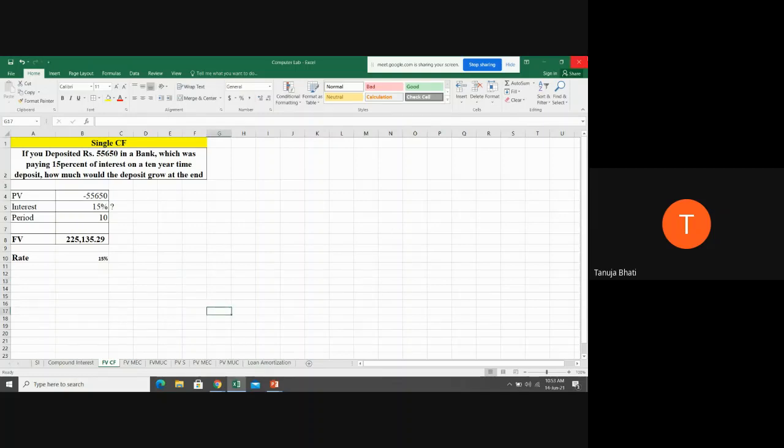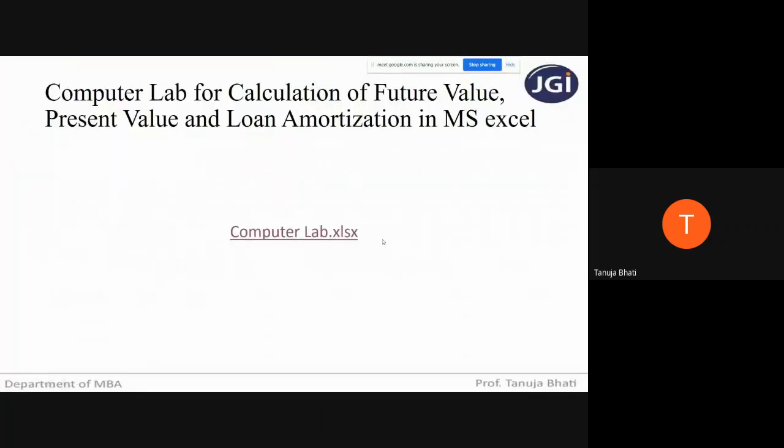Okay, students. So we are done with the computer lab portion in respect of calculating the present value, future value. You can practice this at your home by using different sums that we have in the class. And if any doubt, you can come back to me.